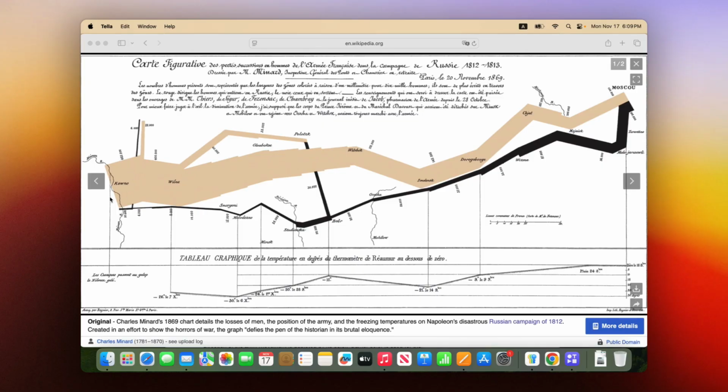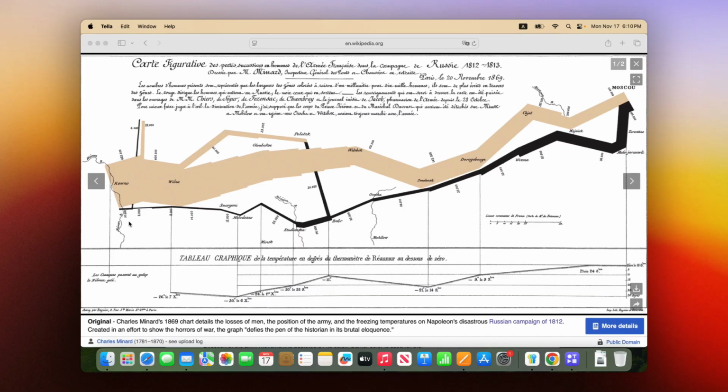422,000 men entered Russia from the border with Poland. 100,000 men made it to Moscow. At this point, the city went up in flames. There was no reason for the French to stay in the city, so they had to retreat, and only 10,000 men made it back to the border with Poland.